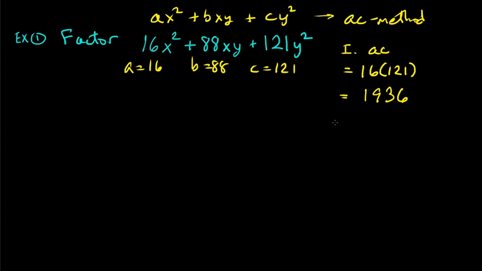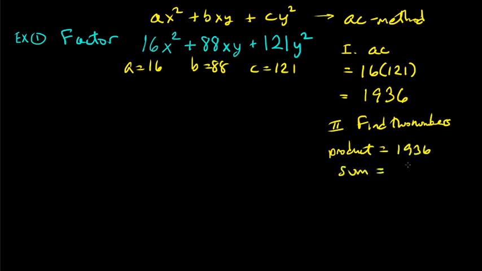Right? So now, in step 2, we need to find two numbers that multiply to 1,936, right? So the product is 1,936. And the sum, when we add those two numbers, we get B, the middle number, which is 88. Okay, so what two numbers multiply to 1,936 and add to 88?